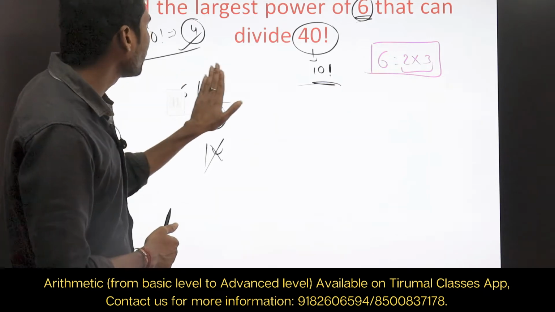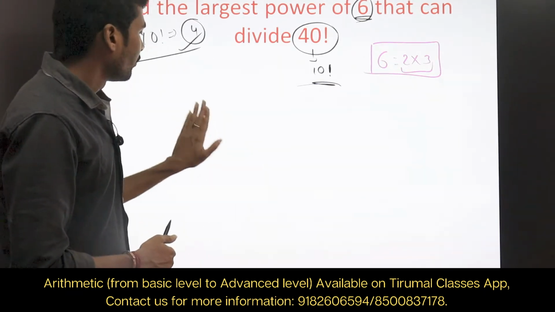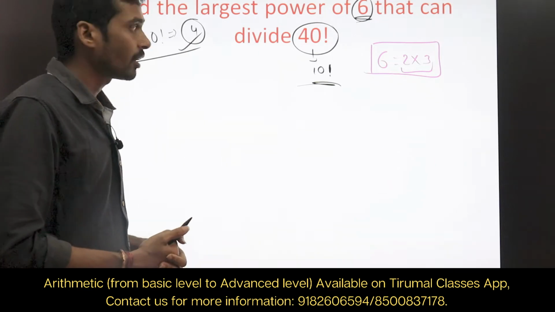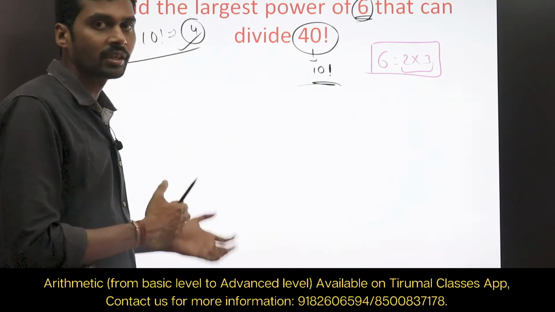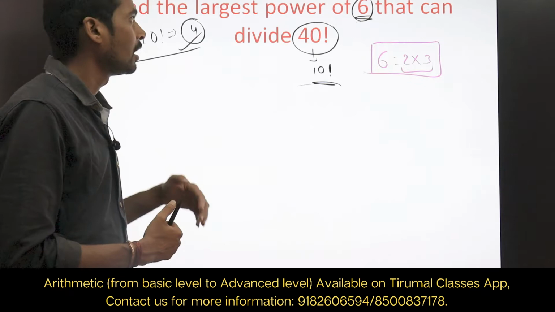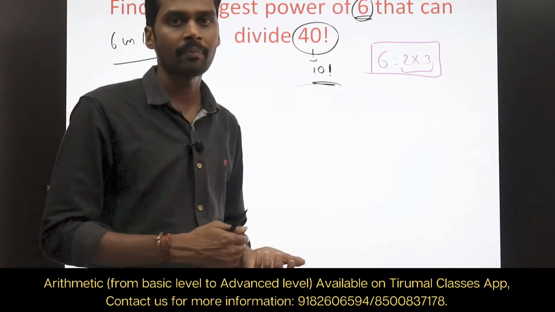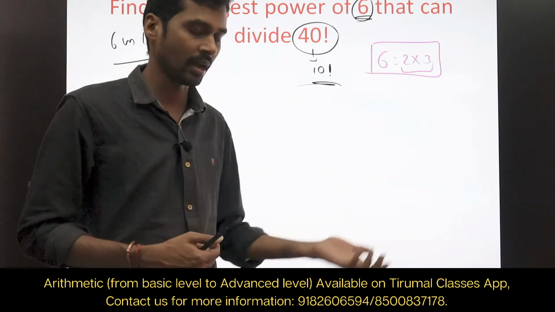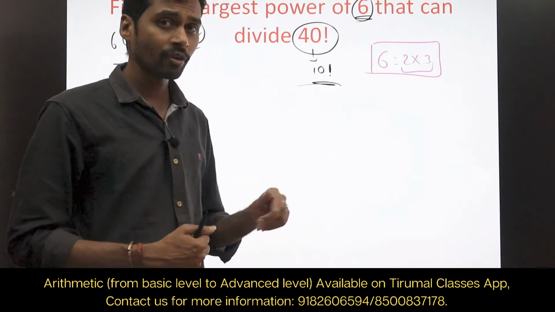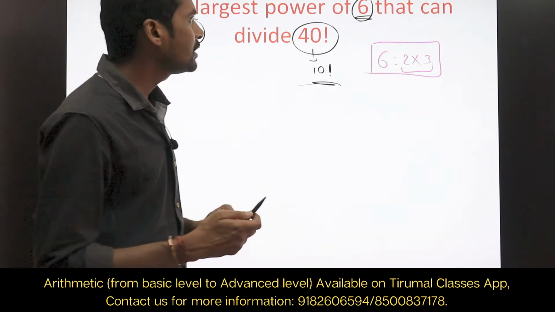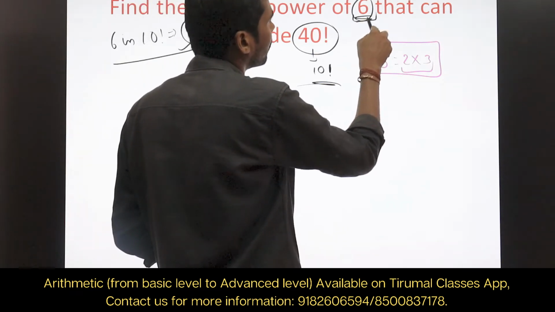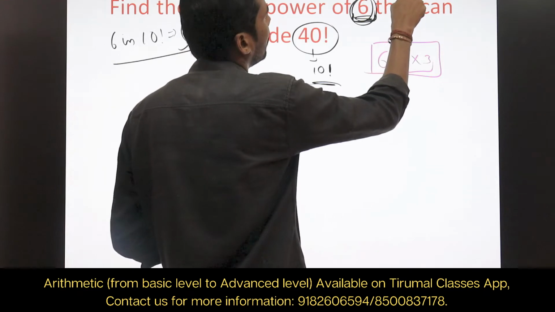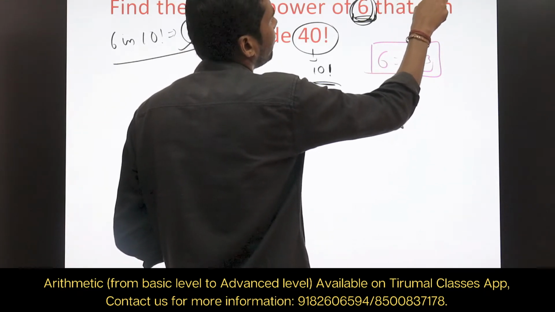Because you have to remember one point here. When we have this kind of model, questions will be asked in the exam. Whenever you see questions like the maximum power of something, some number in factorial, or the largest power of some number that can divide another factorial, you always make sure that the given number must be a prime number only.